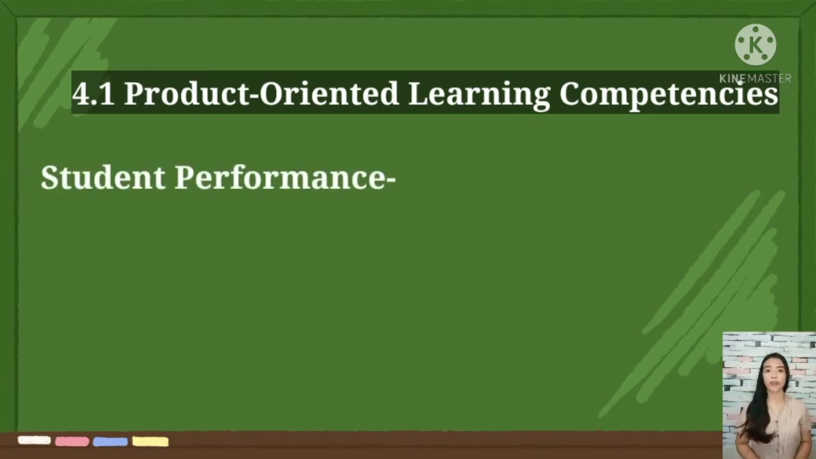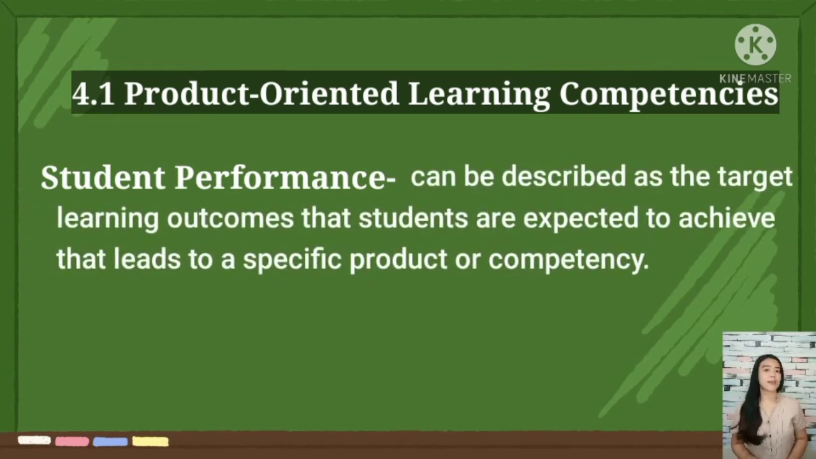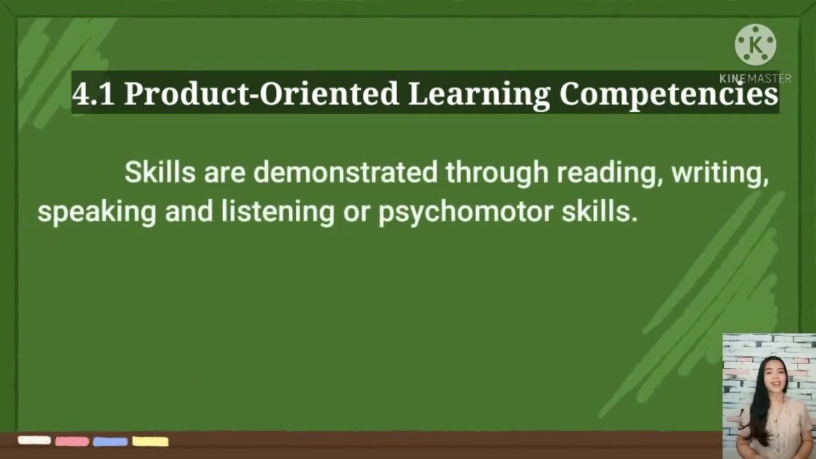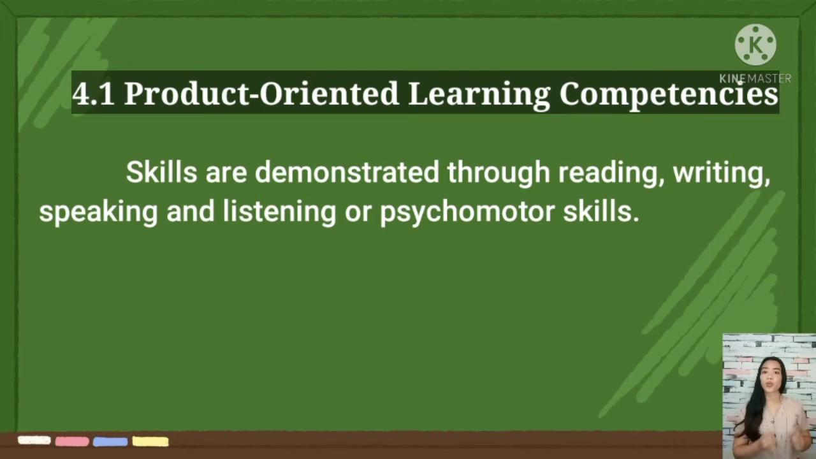What is student performance? Student performance can be described as the target learning outcomes that students are expected to achieve that lead to a specific product or competency. Products are a wide array of students' work that target specific skills, and with these products, we can easily assess students' progress and attained skills. Some of the skills are demonstrated in reading, writing, speaking, and listening, or psychomotor skills, requiring physical abilities to perform a given task.